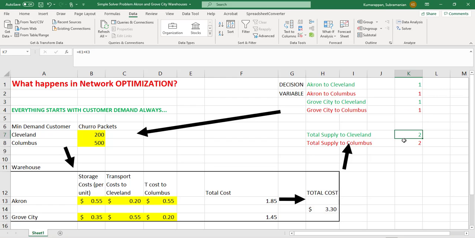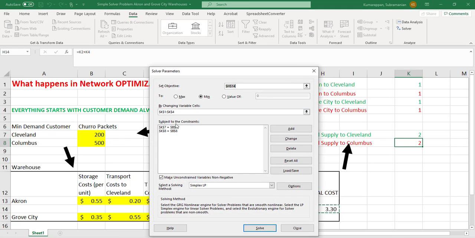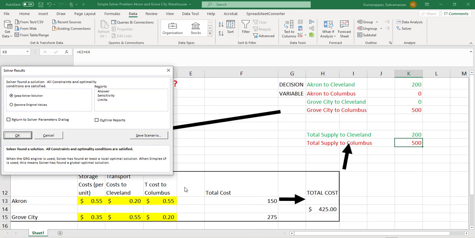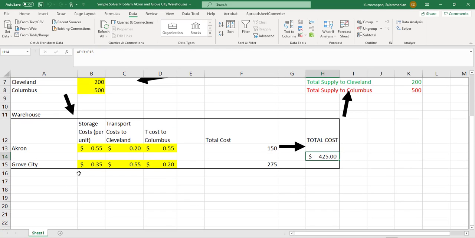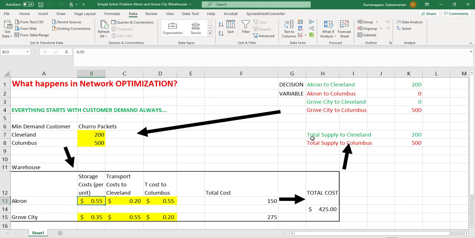And right now we are not meeting the demand of 200, 500. We are meeting only 2 and 2, and you just go to solver and you set it up by calculating the total cost, minimize it by changing the cells while you are taking these constraints into account. And you click on solve, and there it is. You have achieved your goal of supplying to Cleveland and Columbus customers. Cleveland customers only from Akron, Columbus customers only from Grove City, and your cost will be $425 for these numbers, okay? And you can very well change it, and you will get all different numbers, so you can play with it. So this is how the optimization models work, and I want you to understand the basics behind it.